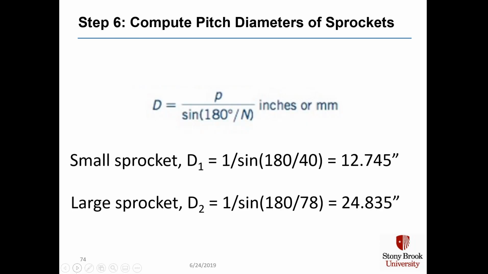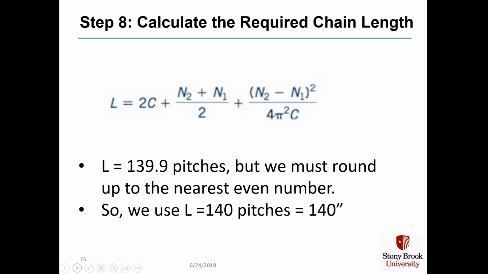And we compute the pitch diameters of the sprockets in inches. The small sprocket is P, the pitch, which is 1, divided by sine of 180 degrees divided by 40, because that's the number of teeth in the small sprocket. And we get 12.745 inches. Use a similar formula for the large sprocket and get 24.835 inches.